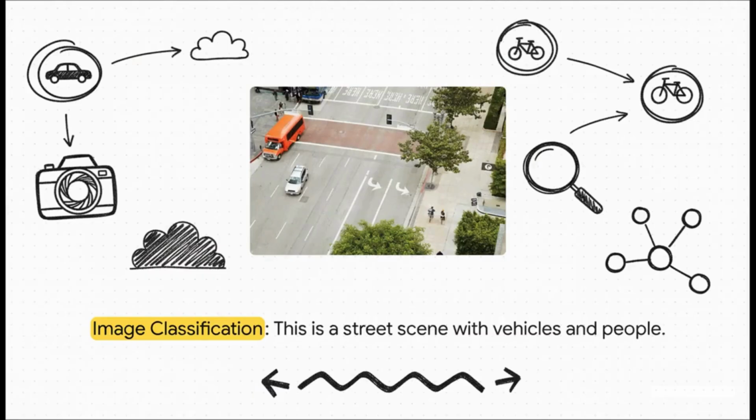So the most basic task in computer vision is image classification. It's super straightforward. The AI takes a look at this whole picture and just gives it one single label. In this case, it might just say, yep, that's a street scene. It's looking at the forest, not the individual trees.